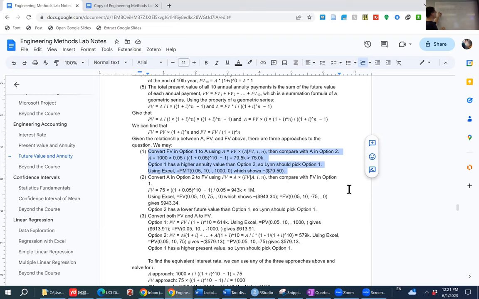So out of option two, we find that annuity is 75,000, right? And this interest rate is 5% per year. And we can find the future value. Then we compare whether this future value is greater than, equal to, or smaller than the given 1 million. We can just subtract. And if it's greater, then of course, the option two has a better value. So we take option two, otherwise vice versa. Okay, any question regarding example three?